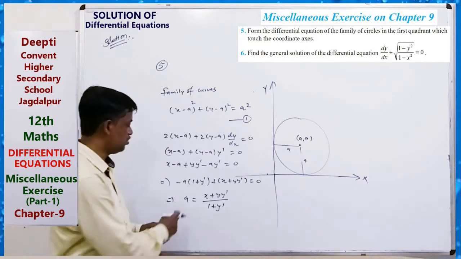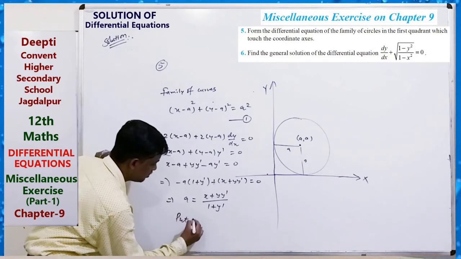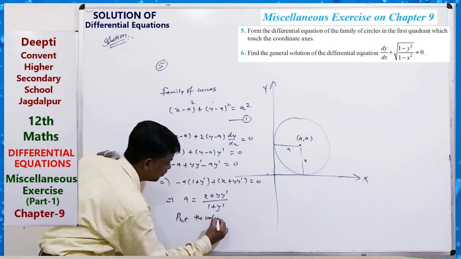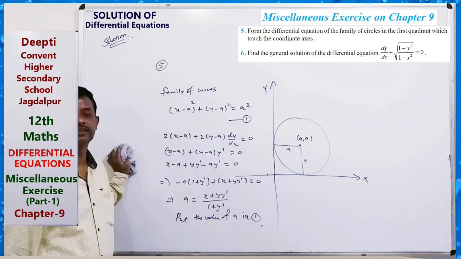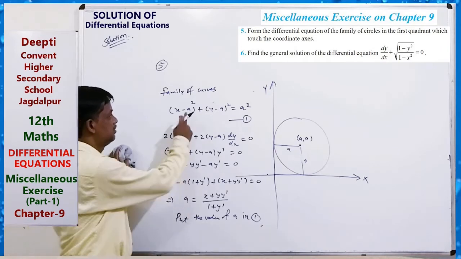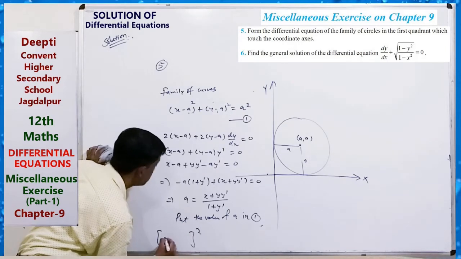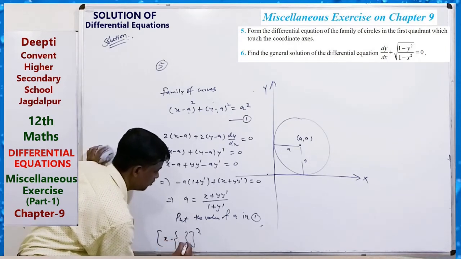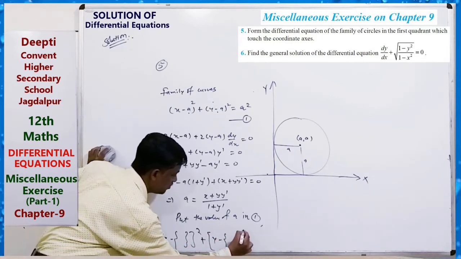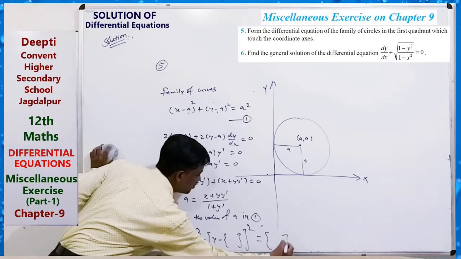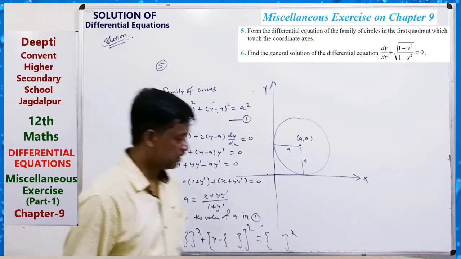Just put this value of a in equation 1, and we can get the required differential equation. That is, (x minus this value) square plus (y minus this value) square equals this value square. Just simplify it and you can get the equation. Okay.